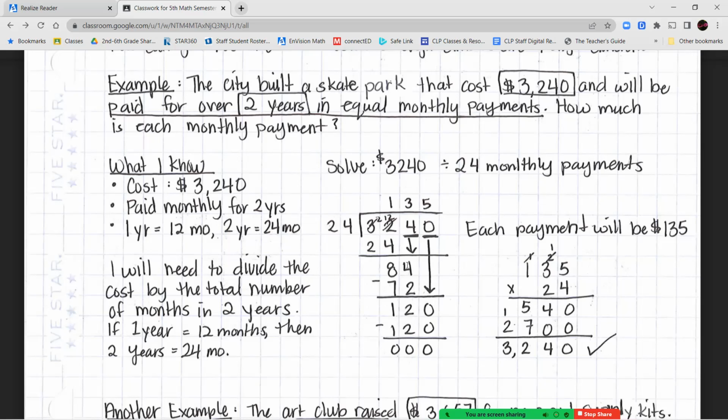So then you drop the 4. So how many groups of 24 go into 84? So 24 times 3 will give you 72, or 72 tens because we're working in the tens group. So 84 tens minus 72 tens leaves you with 12 tens.